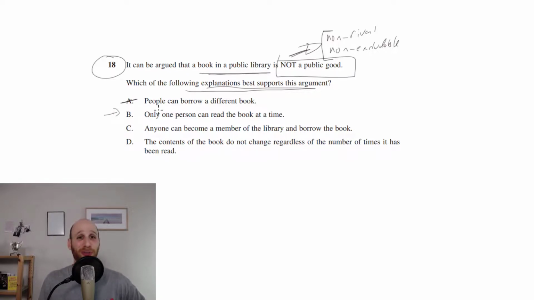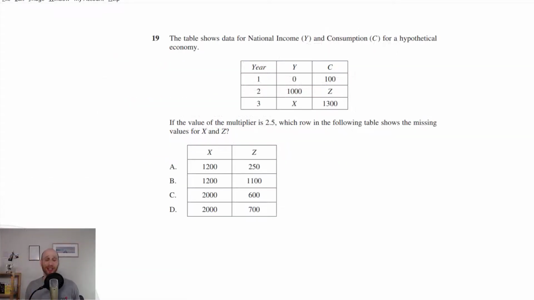Only one person can read the book at one time. This is looking good because if one person has the book, then another person can't have it, so they are actually rivals for consumption. And remember, a public good is both non-rival and non-excludable. C says anyone can be a member. Well, anyone can be a member means non-excludable, which is a characteristic of a public good. D, the contents of the book do not change. That's not really relevant here. Question 19.